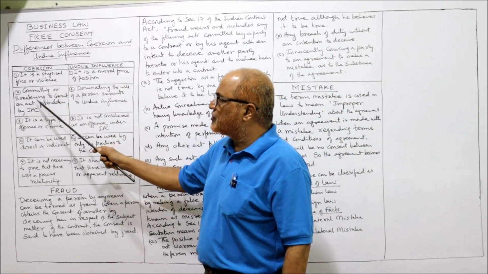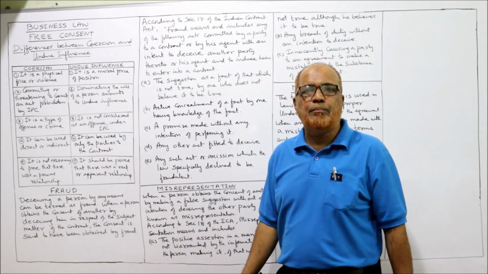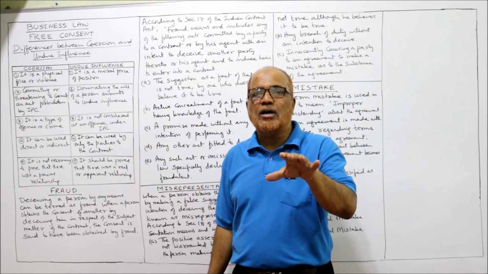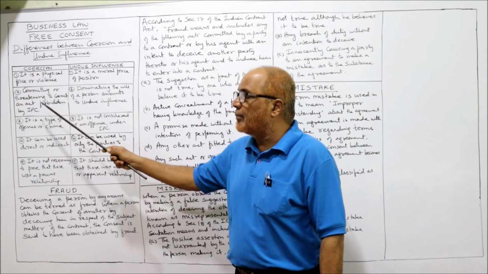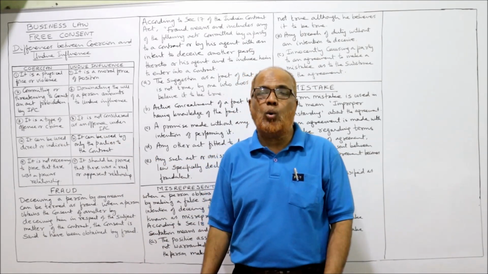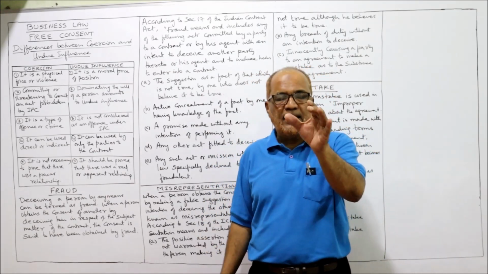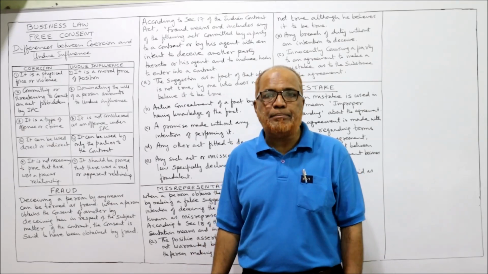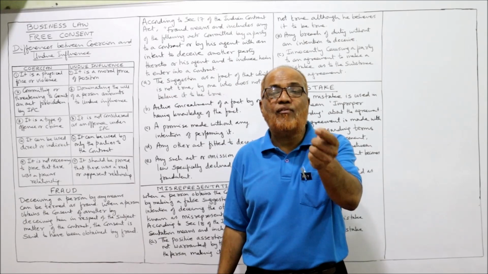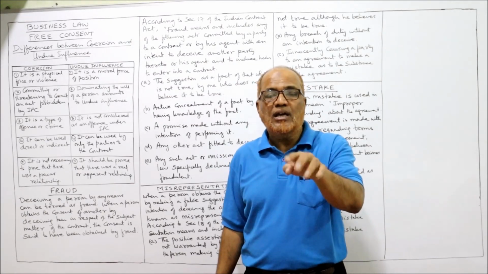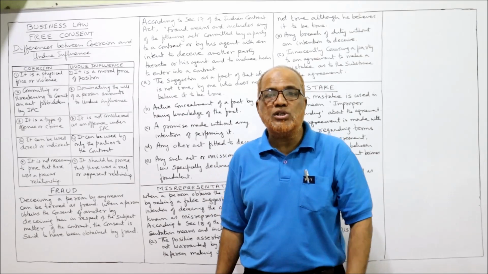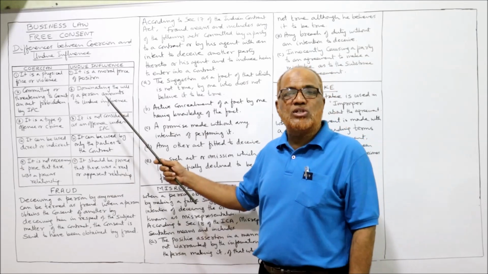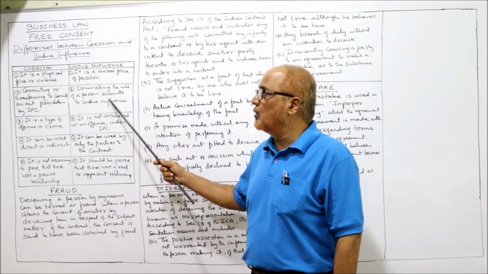Second one, committing or threatening to commit an act forbidden by the IPC, the Indian Penal Code. In case of coercion, it's an act forbidden by the Indian Penal Code. The Indian Penal Code has listed many acts which are forbidden, like murder, suicide, kidnap, etc. These are the offenses. If a person has done this offense, he will be prosecuted, he will be punished by law according to the Indian Penal Code. But there is no such forbidden act in case of undue influence.